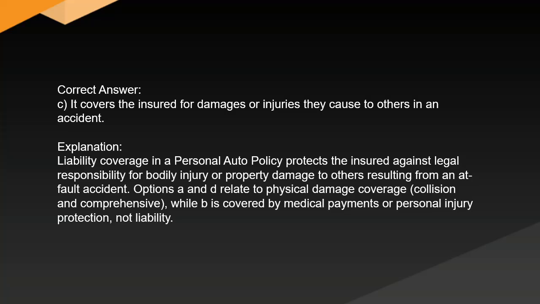Correct answer. C. It covers the insured for damages or injuries they cause to others in an accident. Explanation. Liability coverage in a personal auto policy protects the insured against legal responsibility for bodily injury or property damage to others resulting from an at-fault accident. Options A and D relate to physical damage coverage, collision, and comprehensive, while B is covered by medical payments or personal injury protection, not liability.